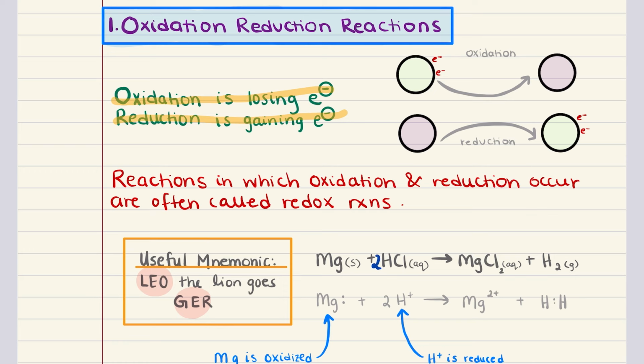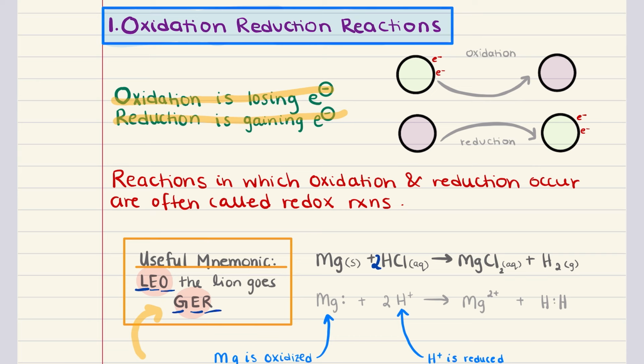Now, a useful mnemonic to remember these processes is Leo the lion goes grr. Leo, losing electrons, is oxidation. Grr, gaining electrons, is reduction. Another mnemonic is oil rig. This is my favorite. Oil, oxidation is loss of electrons. Rig, reduction is gain of electrons.